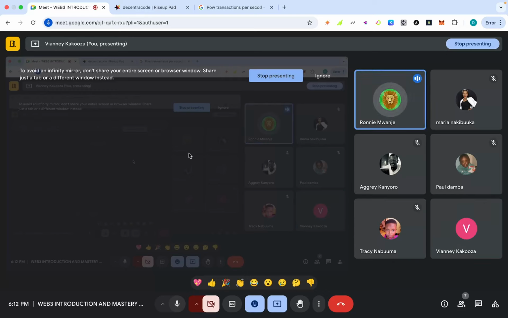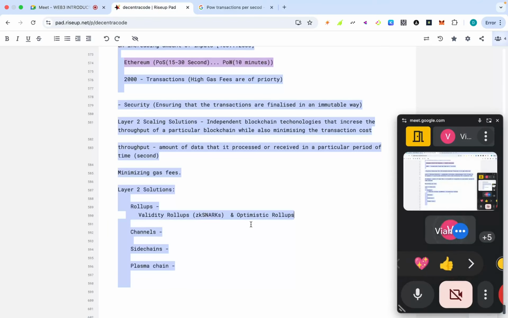I'm just trying, I'm not sure. It's okay. Is Stacknet part of them? Yes, Stacknet is a validity rollup. You are very correct, Ronnie.